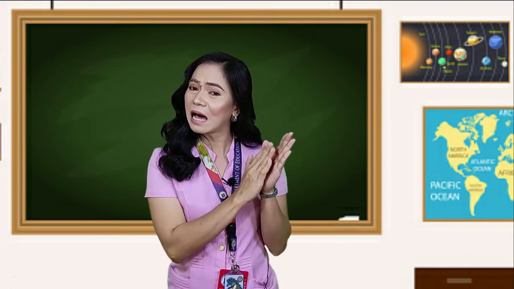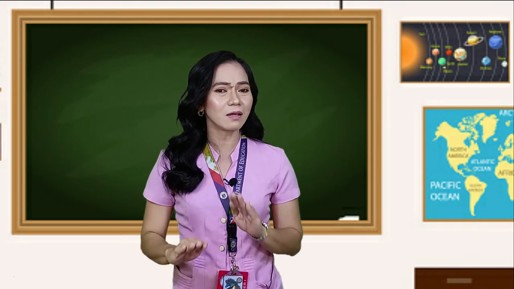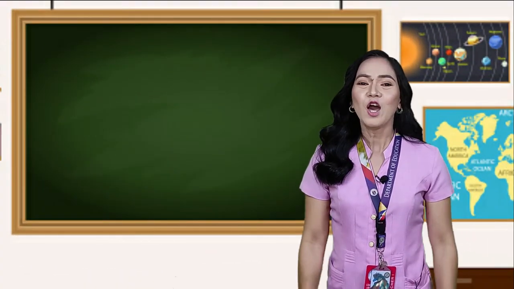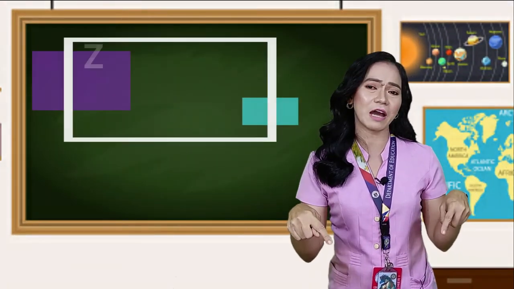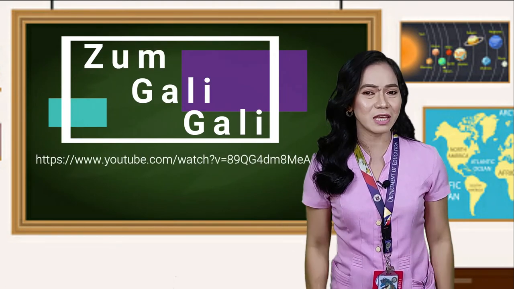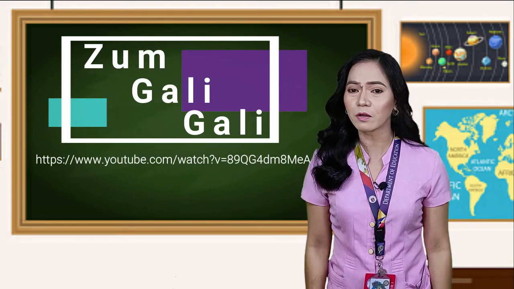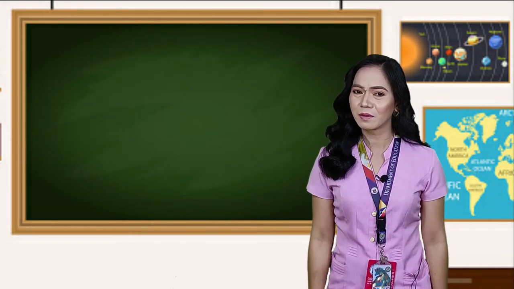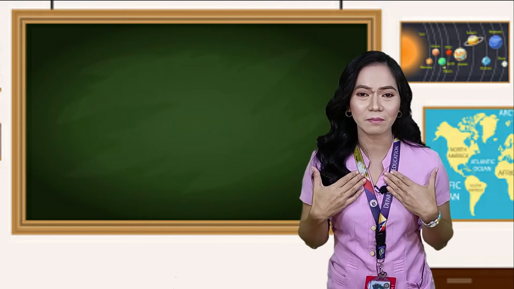Now, let us accompany with body music, like clapping, tapping, stomping, and others, as an improvised percussion as you sing the Israeli version of the Zum Gali Gali song. You may use the given link to familiarize yourself with the song. Let us sing first the song in order to recognize the beat or the tempo. Are you ready? You may sing with me.